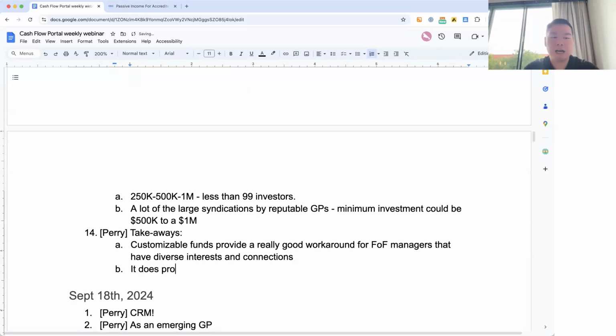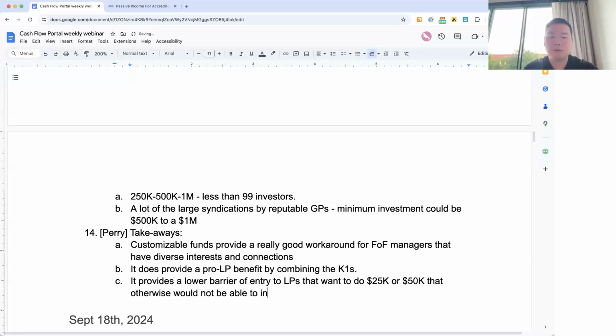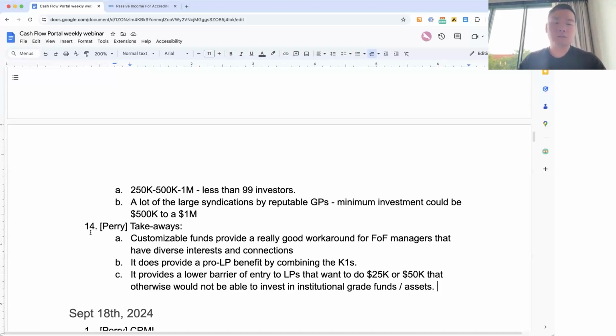It does provide a pro LP benefit by combining the K1s. That is definitely a benefit. And then it provides a lower barrier of entry to LPs that want to do say 25K or 50K that otherwise will not be able to invest in institutional grade funds or assets. Whenever institutional grade do a syndication, their minimum investment is usually 250K, 500K, or $1 million. So those are my takeaways.